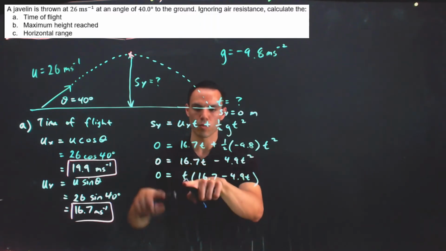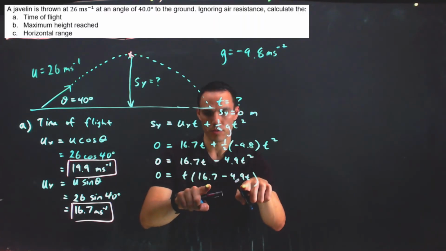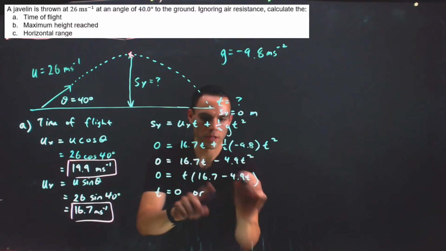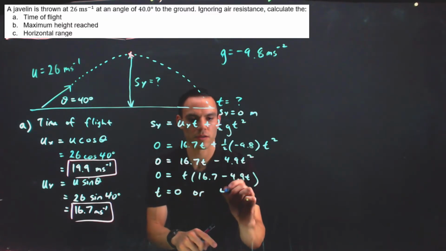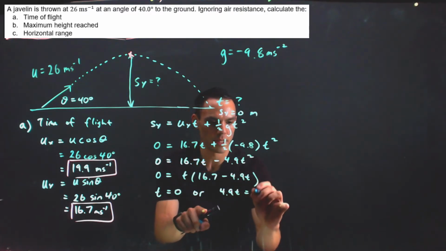Okay, so that just means one of these equals 0, and this has to equal 0 as well. These are our two solutions actually. t equals 0, or if I say all of that equals 0, so it's 4.9t equals 16.7.